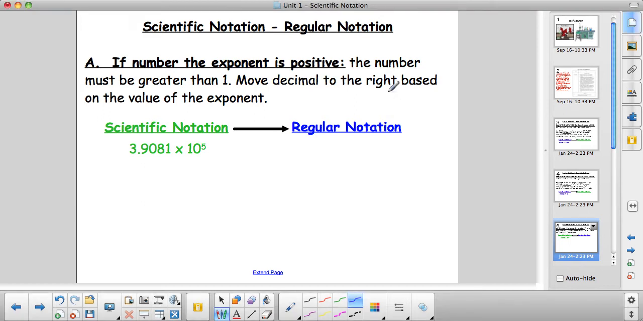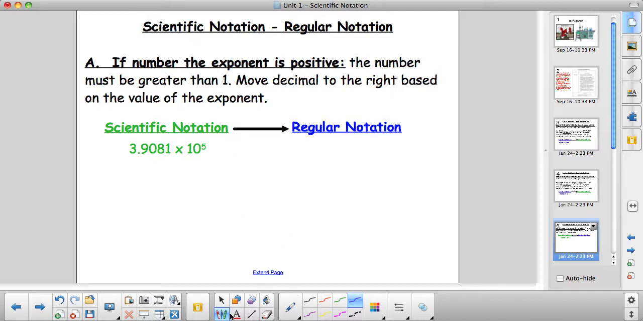Alright, so in the last video we took a look at taking regular notation and changing it into scientific notation. Now we're going to take a look at taking scientific notation and changing it into that regular notation, the notation we're used to. So we're going to go backwards on this one. Again, we're going to think of numbers as being greater than 1 or less than 1 to figure out what direction we're going to be moving the decimal.